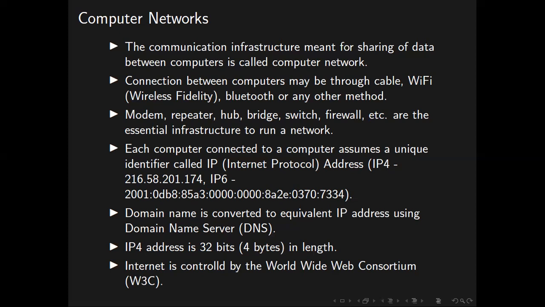Then what are the devices we normally use for networking? Modem, for modulator, demodulator. Repeater is a device which boosts the signal levels. Hub, bridge, switch, firewall, all these take input data and send it to several networks based on requirements. Hub is a smaller level device. Switch is an improvement over hub. Bridge connects two different networks, and firewall separates our network from enemies or attackers.